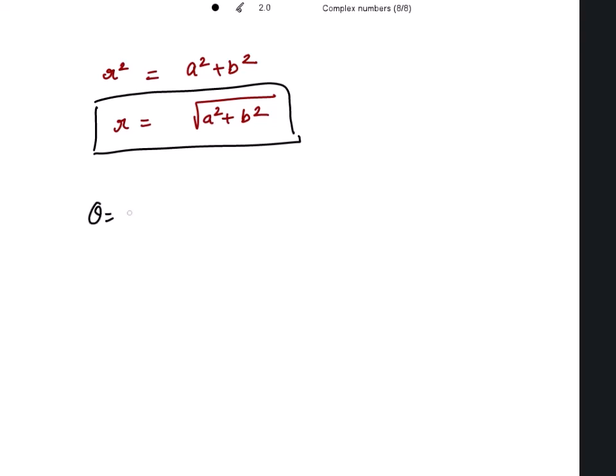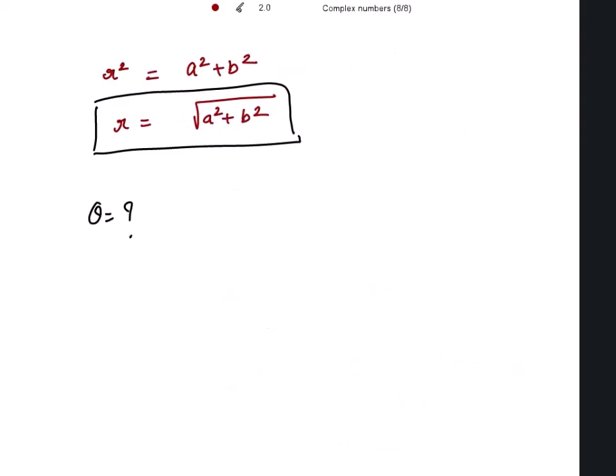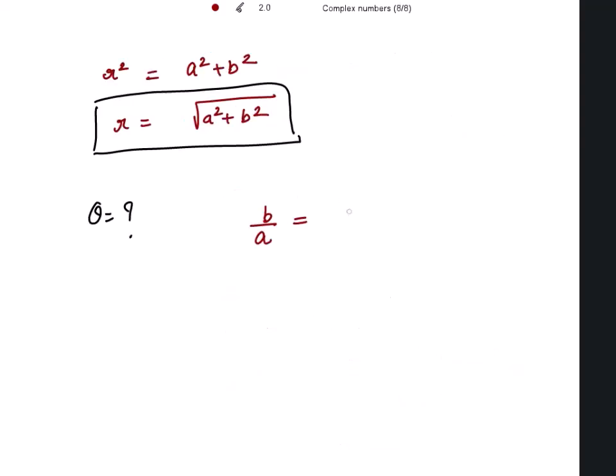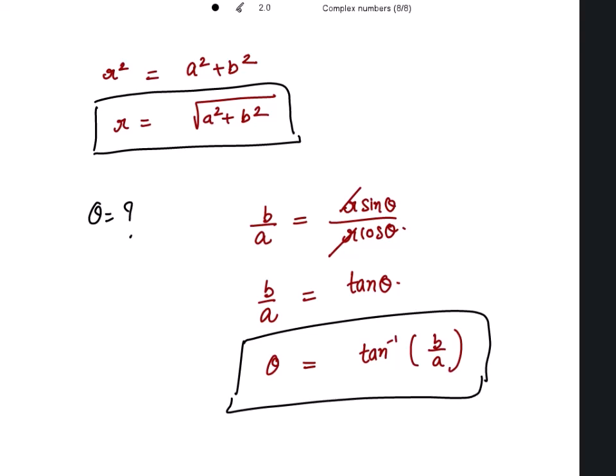Now I need to get the value for theta. Let me divide these two equations. So I'm dividing b divided by a, equal to r sine theta divided by r cos theta. The r cancels out with this r, and we get b divided by a to be equal to tan of theta. From here we get the value of theta to be tan inverse b divided by a. Very fine. So we have got the values of r and theta in terms of a and b.